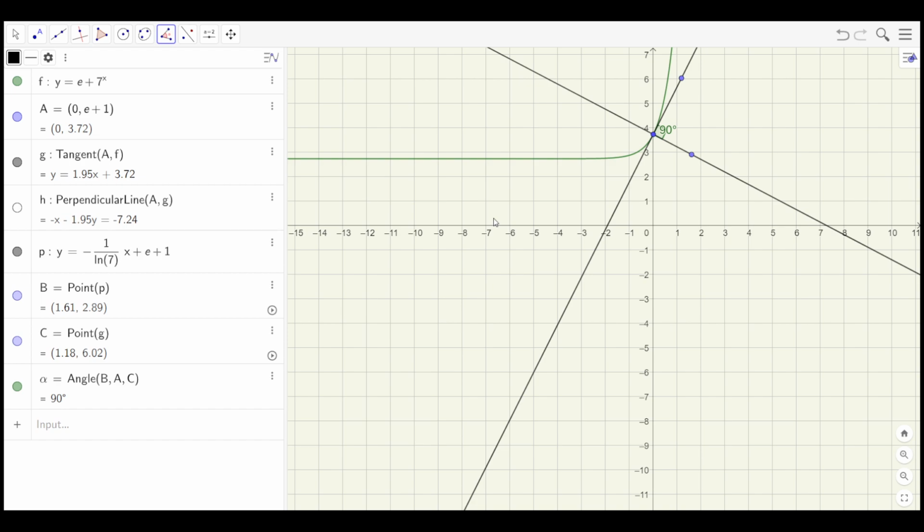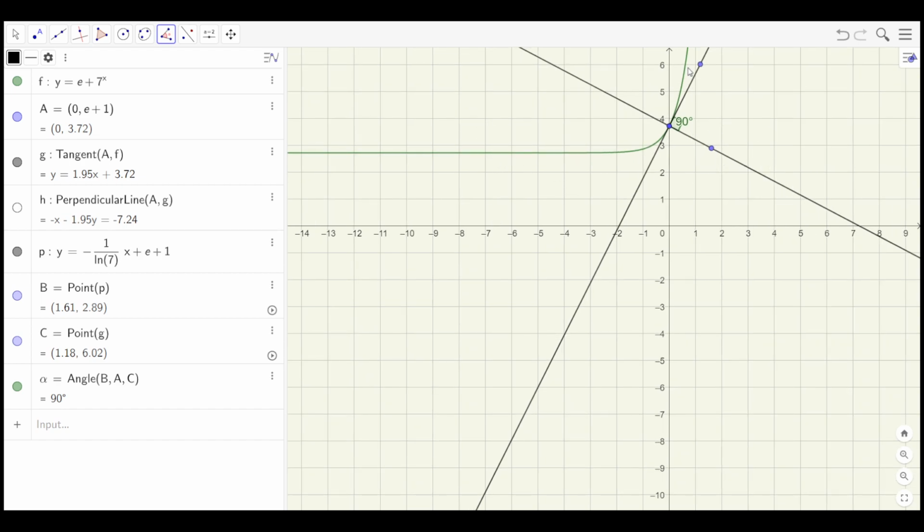So that's the meaning. When this line is perpendicular to the tangent line, we also say by definition that this line is perpendicular to the curve as well. Yes? Any questions? Okay.